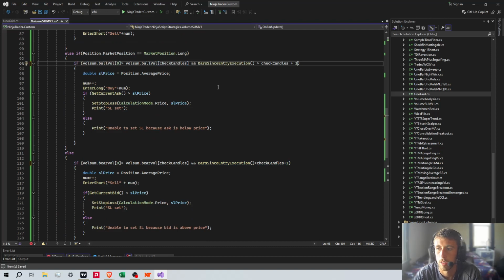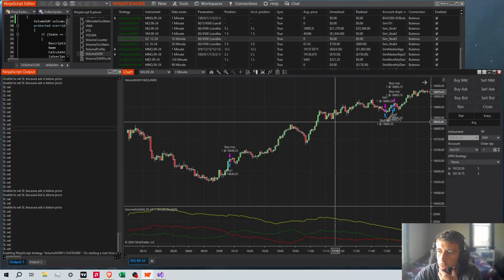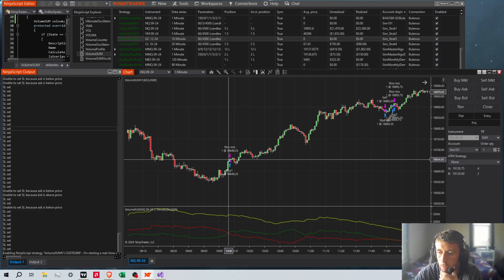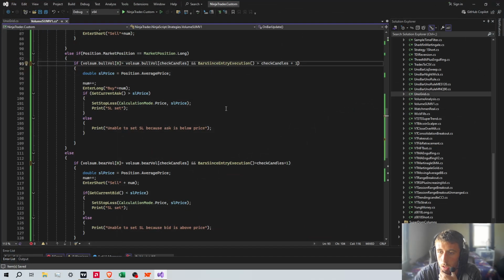So the only thing this does is, once we get our first entry, now we need to wait our check candles, which is 5 plus 1 is 6, that many candles before we can enter another position. So that should be a simple fix.